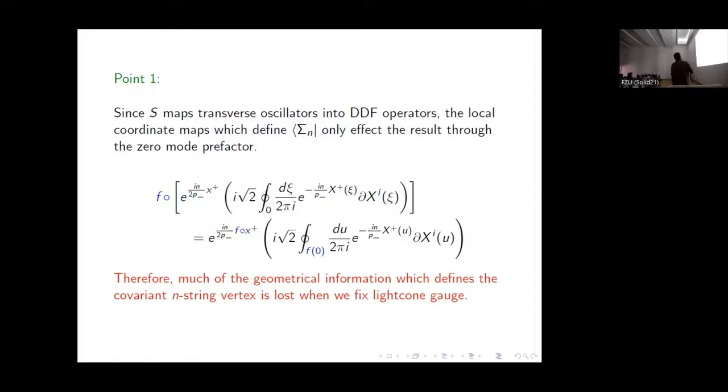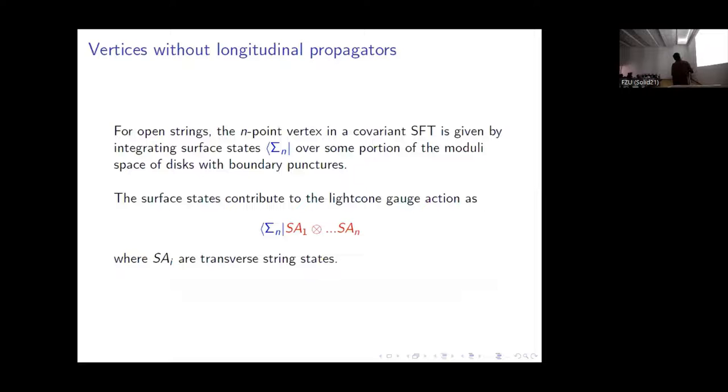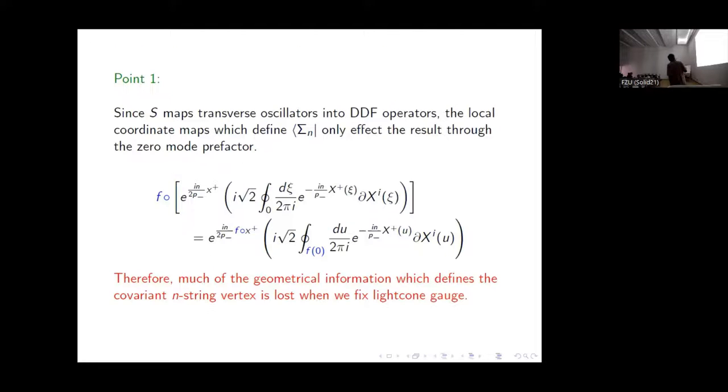Okay, so after we map our light cone states with this Isaka-Kazama transformation, we will just be left with DDF operators with this zero mode prefactor. And this conformal transformation, which defines the surface state, will only affect this zero mode prefactor. Okay, and this contour is covariant, is conformally invariant.